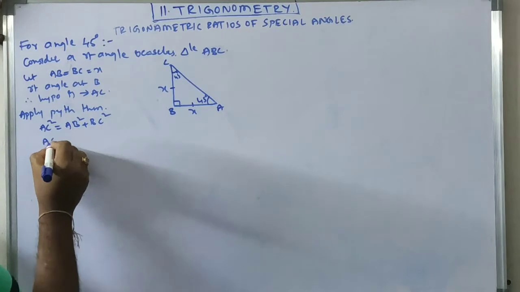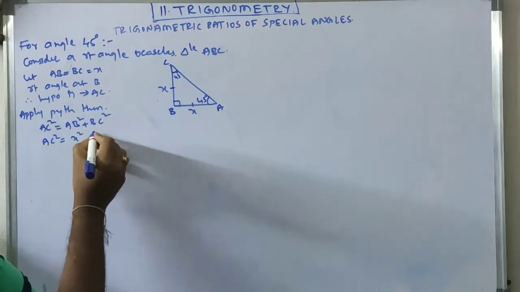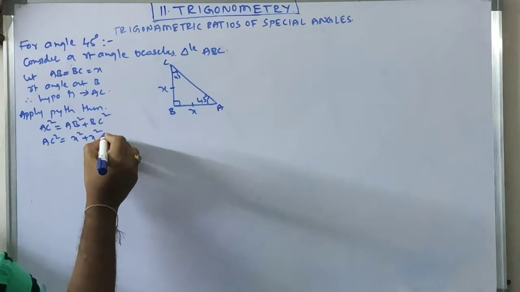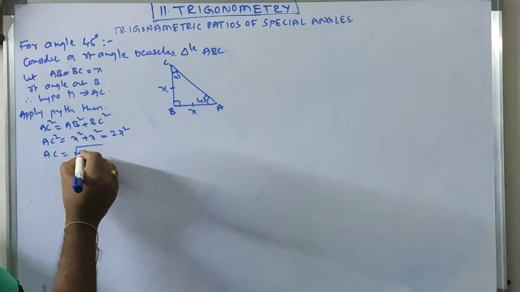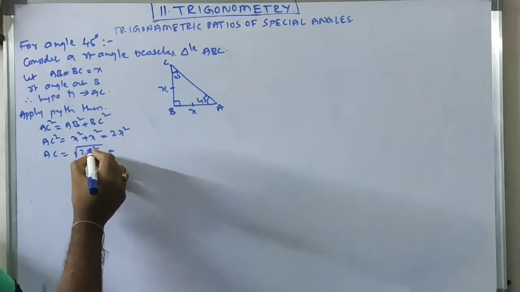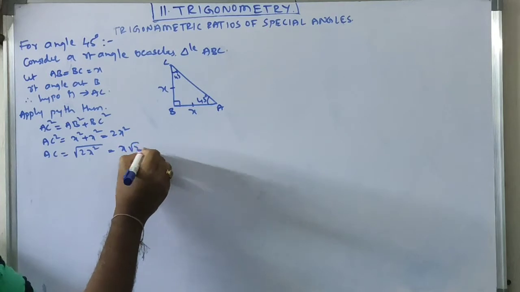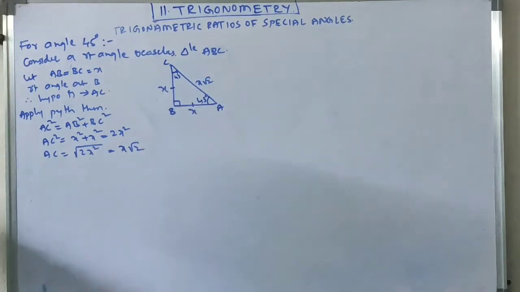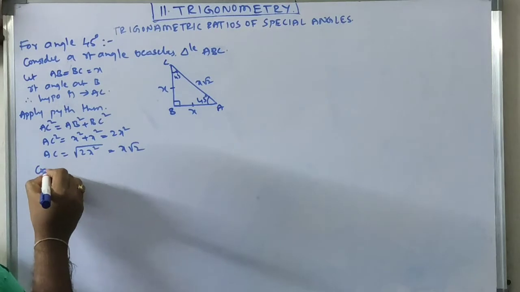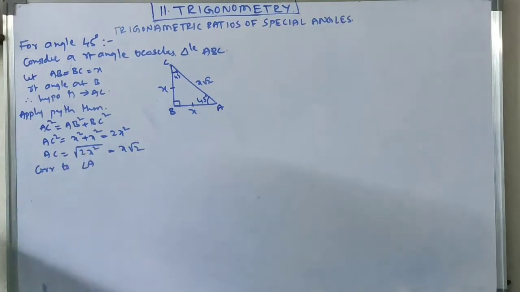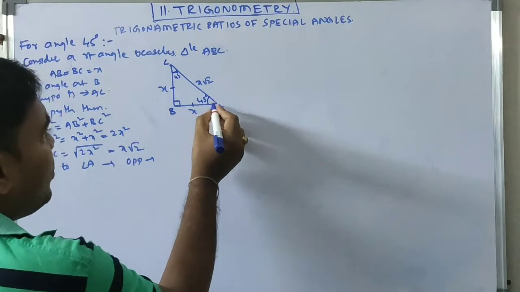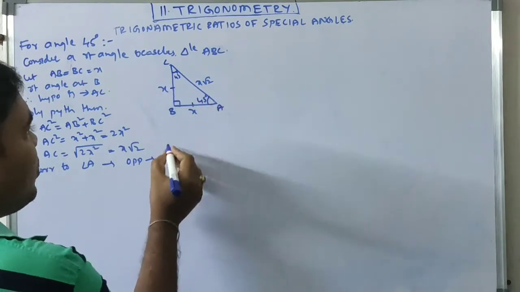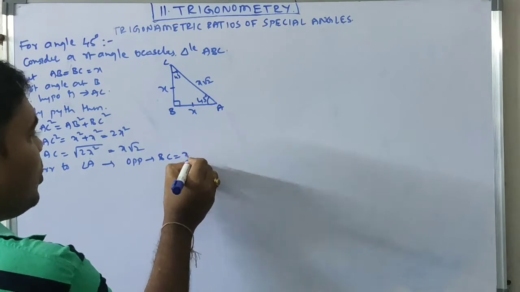So AC square equals AB square, which is x square, BC also x square, x square plus x square, 2x square. AC equals square root of 2x square, bringing the square outside of the root, x root 2. This is equal to x root 2. Now I am taking corresponding to angle A. What is the opposite side? Opposite side to angle A, 45 degrees, is BC, which is equal to x.